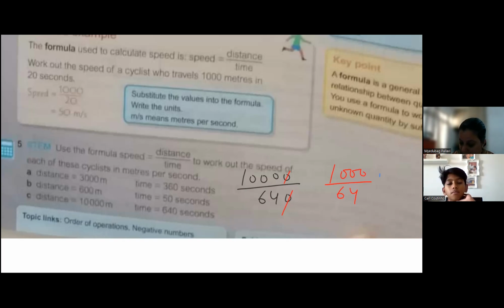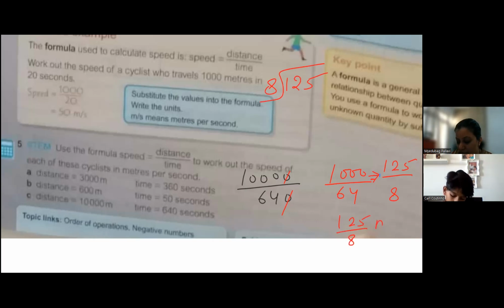125 by 8. Let me check. Yes, that's correct. 125 by 8. Now, 125 and 8 don't have any common factors. So now what you can do is just divide 125 by 8. Either we can leave our answer here, because this is the simplified form of the fraction.